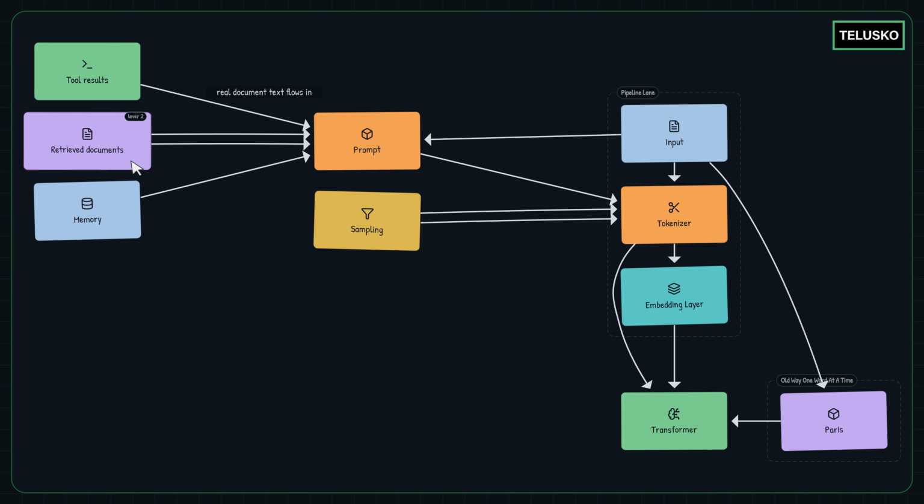Because the single biggest quality jump in most agents comes from this lever, not from switching to a bigger model. Next, we will let the model call your own code for a real answer instead of recalling one from training.